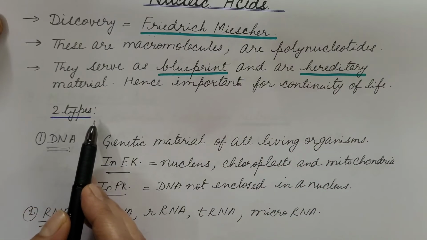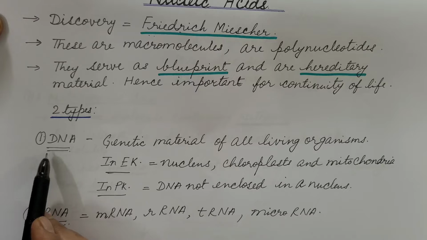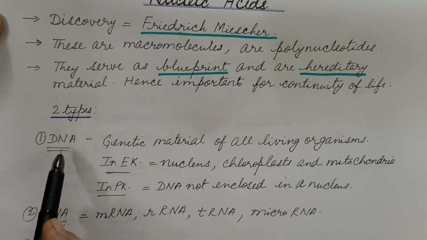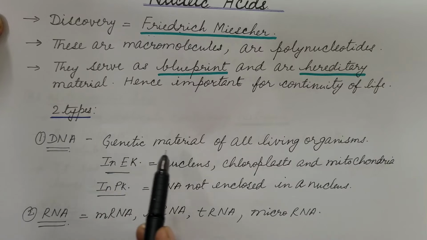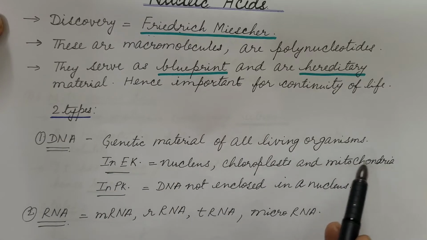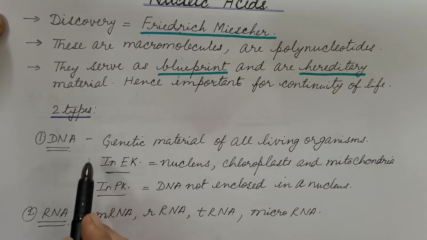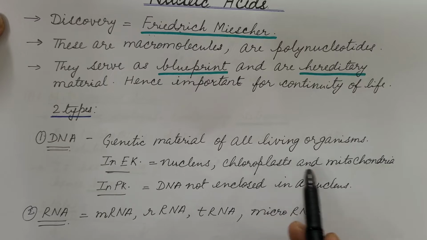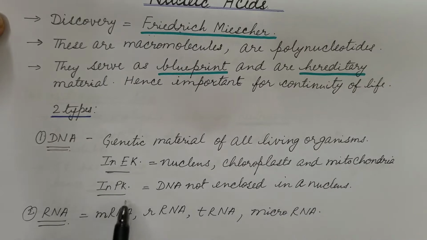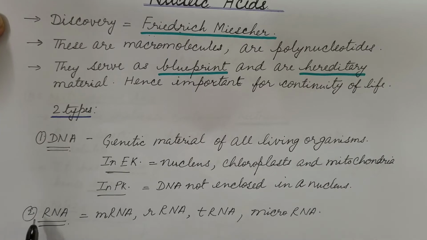Now, the types of nucleic acid. There are two types of nucleic acid, DNA and RNA. DNA is the genetic material of all living organisms. It is present in eukaryotes, in the nucleus and also certain cell organelles like chloroplast and mitochondria. It is also present in prokaryotes. But here the DNA is not enclosed in a nucleus.